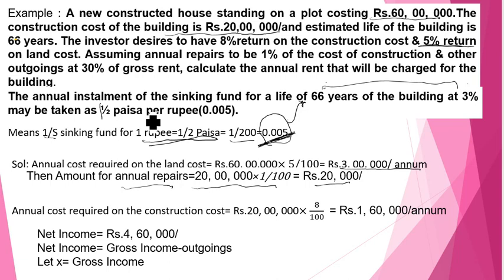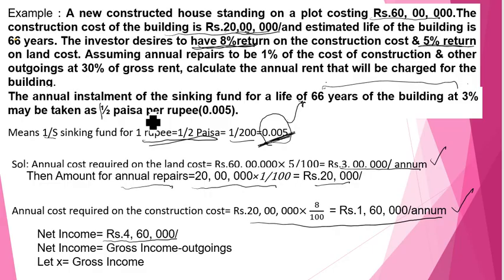So how much does he require from the building? He requires 8% return from the building, meaning 8% of 20 lakh, so he requires 1,60,000 per annum from the building. He requires 3 lakh per annum from the land. So net he requires 4,60,000.